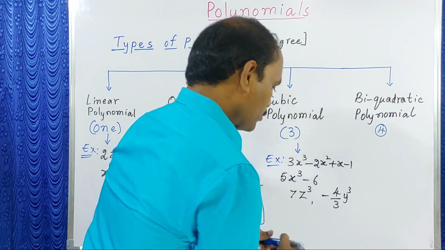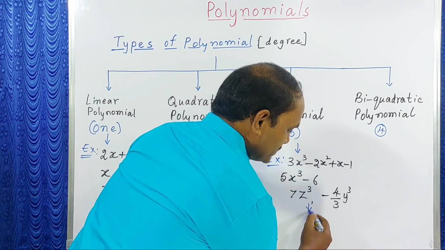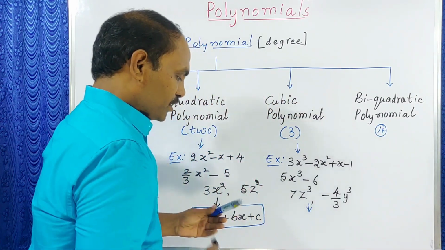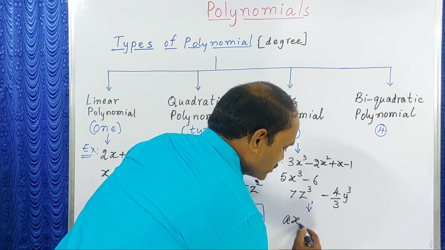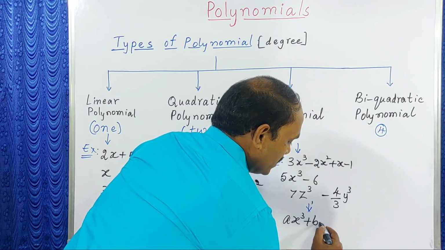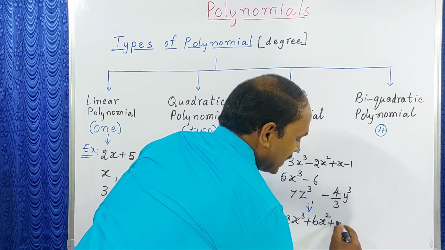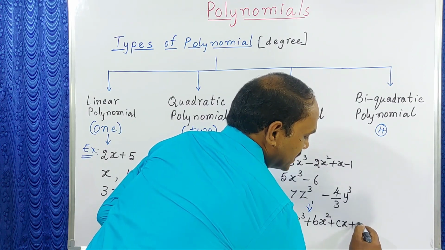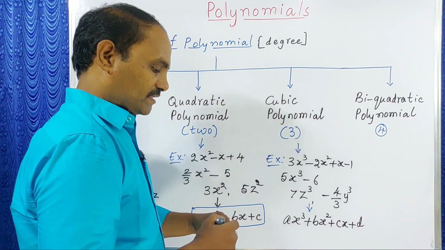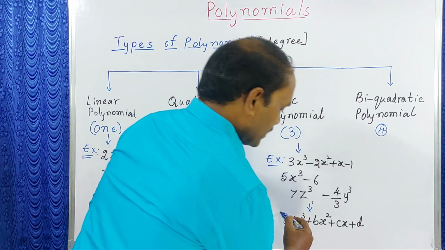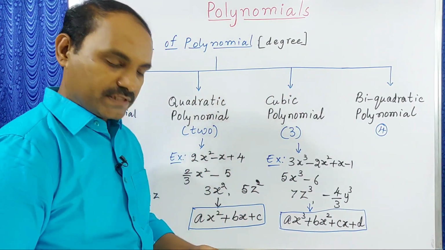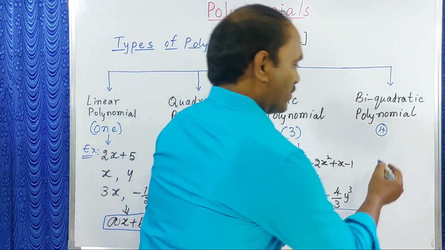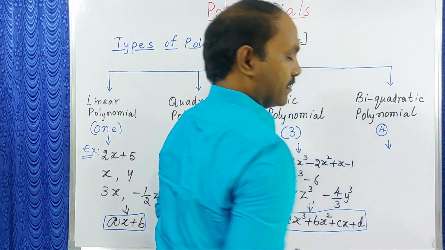Let us check one more general form of this cubic polynomial. General form of cubic polynomial is a x cube plus b x square plus cx plus d. This one is the general form of cubic polynomial. Is it?